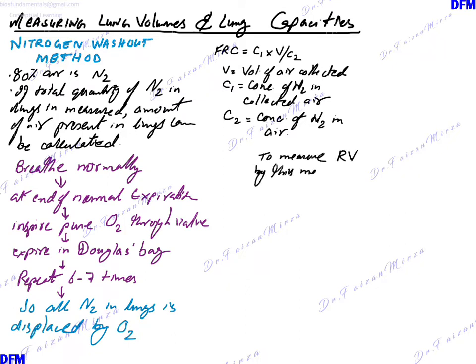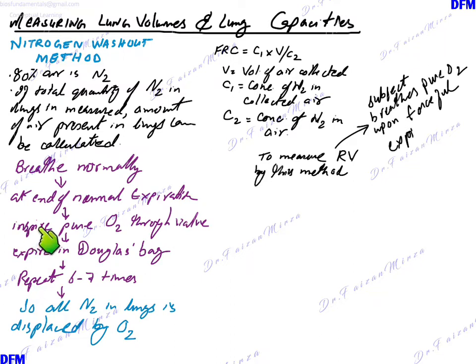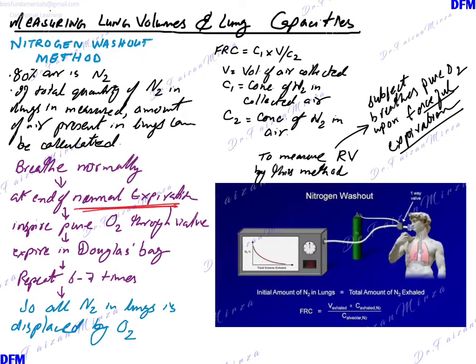Apart from measuring functional residual capacity, as I mentioned, we can measure residual volume as well. To measure residual volume from the nitrogen washout method, the subject breathes pure oxygen, which is this step, but upon forceful expiration. For functional residual capacity, the whole procedure is done after normal expiration. For residual volume, the whole procedure is carried out using forceful expiration, and this is how the person breathes through the valve. This is the oxygen cylinder and the valve through which the oxygen will go into the lungs, and the air will be displaced. This nitrogen will be collected in the Douglas bag, and the concentration of nitrogen in the Douglas bag can be calculated and computed in the formula.